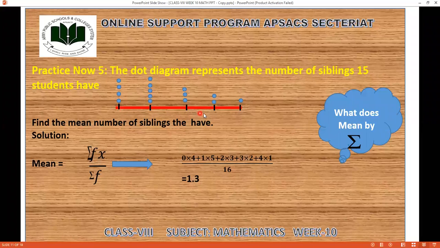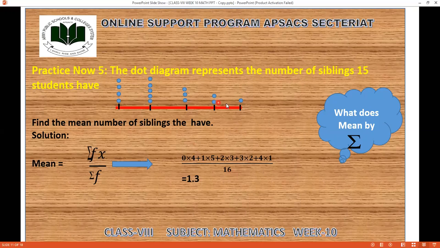These points are called the points 0, 1, 2, 3, and these are the frequencies mentioned over here. These blue dots you can see on the screen: 0 multiplied by 4, so over here we are having 0. Then 1 multiplied by 5, 5 dots are there. Then 2 multiplied by 3, we are having 3 dots, and then 3 multiplied by 2, and 4 multiplied by 1.